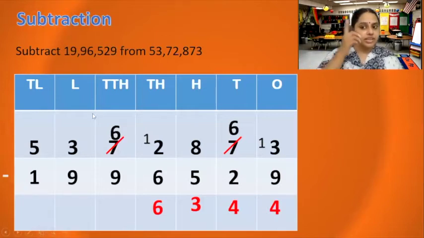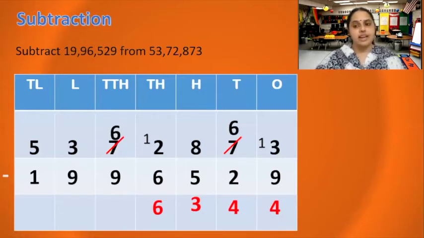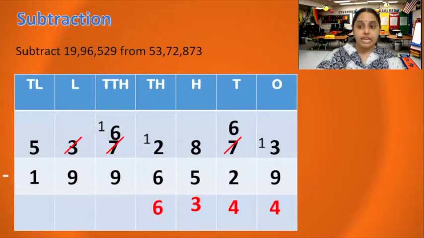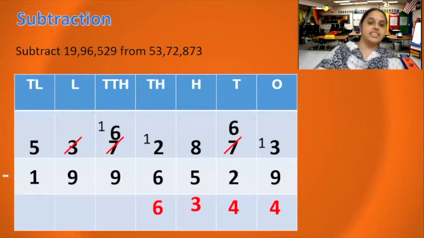Now see this. Now let's go to the next place value, which is the 10,000 place value. Now 6 minus 9. Can we subtract 9 from 6? We cannot. So what should we do? Everyone is answering. We will borrow it from the next house. So from 3, 1 ten is given. So it becomes 16.